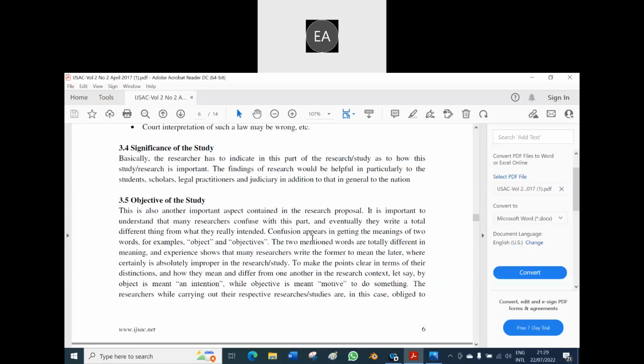And experience shows that many researchers write the former to mean the latter, which is certainly and absolutely improper. See, discovering is different, invention is different. Am I right? Yes. Discovered means it already existed there, but you found it. But invention, you found it and you made it. Is it or not? Yes, it is. So that is the difference between object and objectives.